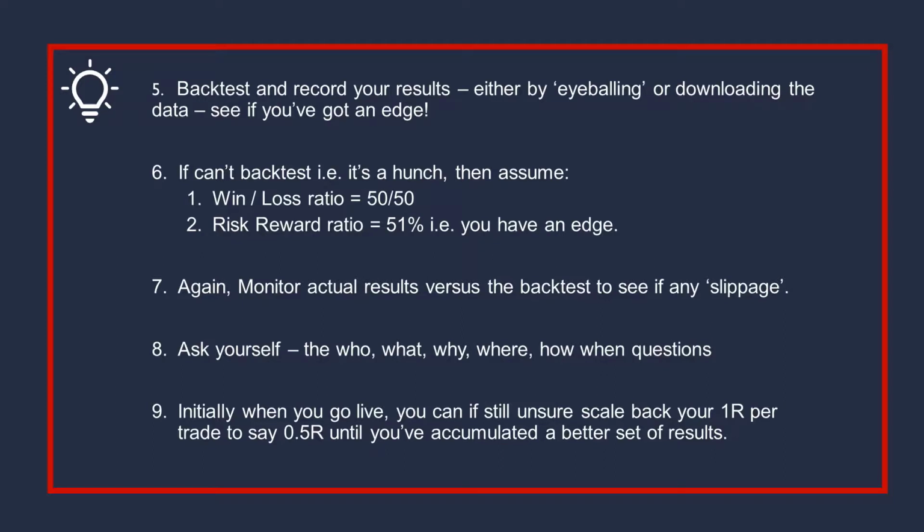If you can't backtest, then you've got to start from somewhere. So presume you've got a win-loss ratio of 50-50 and a risk-reward slightly in your favour at 51%, i.e. you've got an edge. Again, monitor those results as you go through, in a spreadsheet, say, look for any slippage. When you're creating your strategy, always ask the who, what, why, where, how, when questions. Initially, when you go live and you're still not sure, instead of risking 1 R per trade, take that down to 0.5 until you're satisfied you've gone through your testing phase and you want to scale back up to the 1 R level of risk.